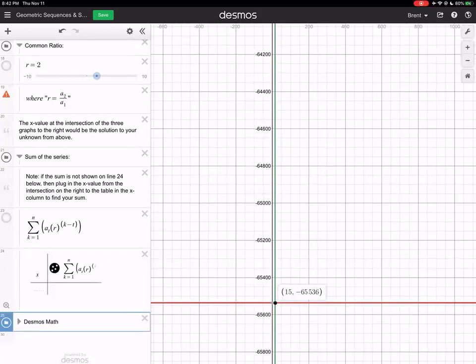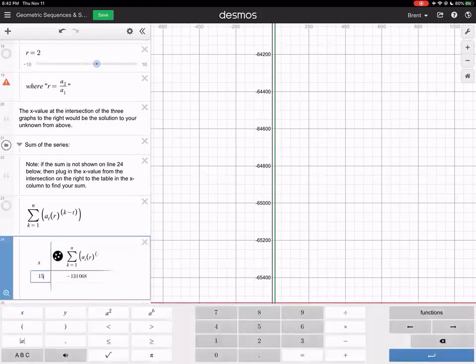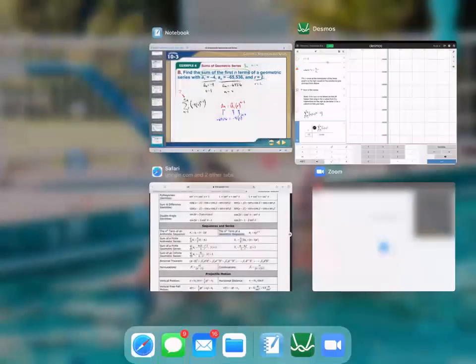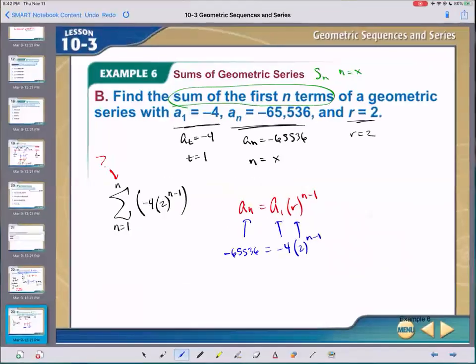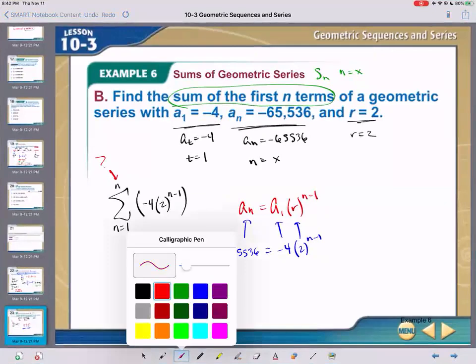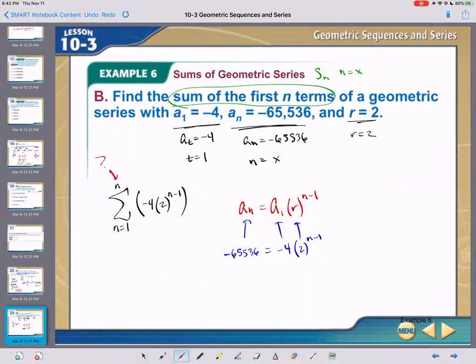So we're supposed to find the sum. That's the number of terms we were missing. If you put a 15 right there for x, it tells you the sum is -131,068. So here, if we would have solved this by hand, we would have found that n equals 15. And so the sum, when you put in a 15 there, let me come back over here. So I now know this is 15.